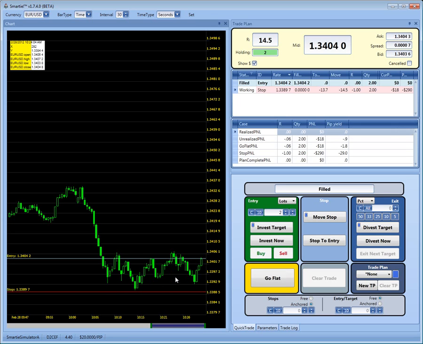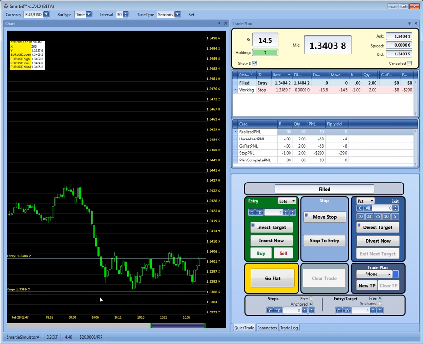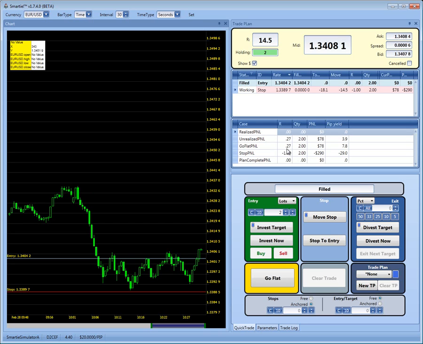Smarty automatically calculates the difference between the initial protective stop, the red line, and your entry fill rate, the blue line. In this case, it's 14.5 pips. Since we entered with 2 lots, the total risk is $290. We say for this trade, 1R is 14.5 pips with a $290 risk. Looking at the dashboard, you'll see that our stop is at exactly 1R of risk. And as we look at the dashboard, we'll see that the R values are updated as the trade progresses.